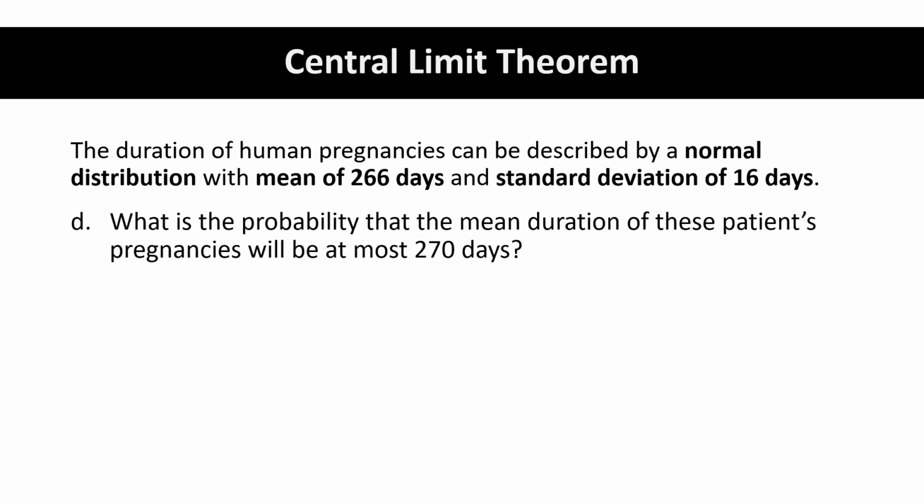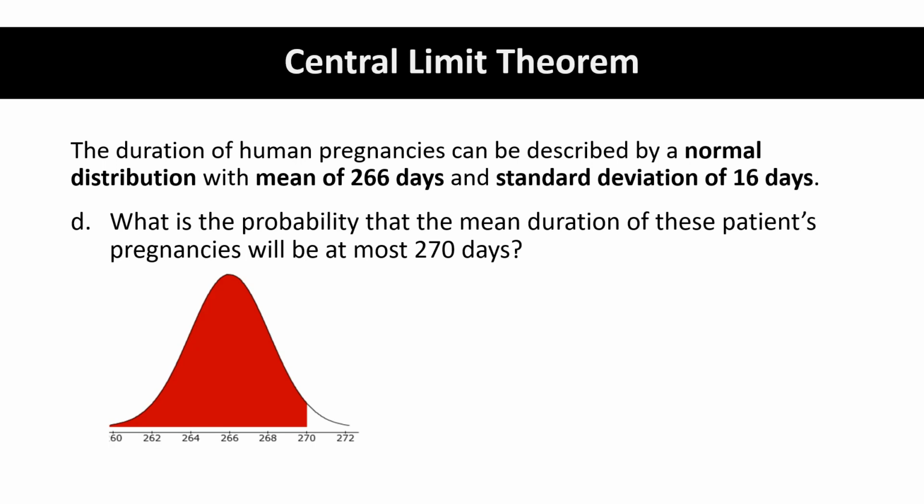Part D. What is the probability that the mean duration of these patient pregnancies will be at most 270 days? Okay, we are wanting to find the probability of these sample means with size 60. So we're going to use the mean of the population, 266, and the standard error to produce the z-score. So let's draw a picture. So our mean is at 266. We want 270 and less. We know it's less because it says at most. That means area to the left.